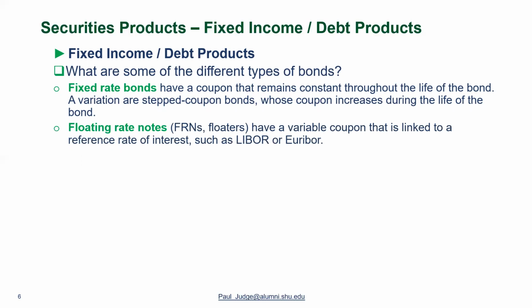Now then there's what's called floating rate notes, FRNs or floaters. And they have a coupon or an interest rate or a dividend that is linked to an outside reference rate, such as the LIBOR or the Euribor or some other outside indicator.